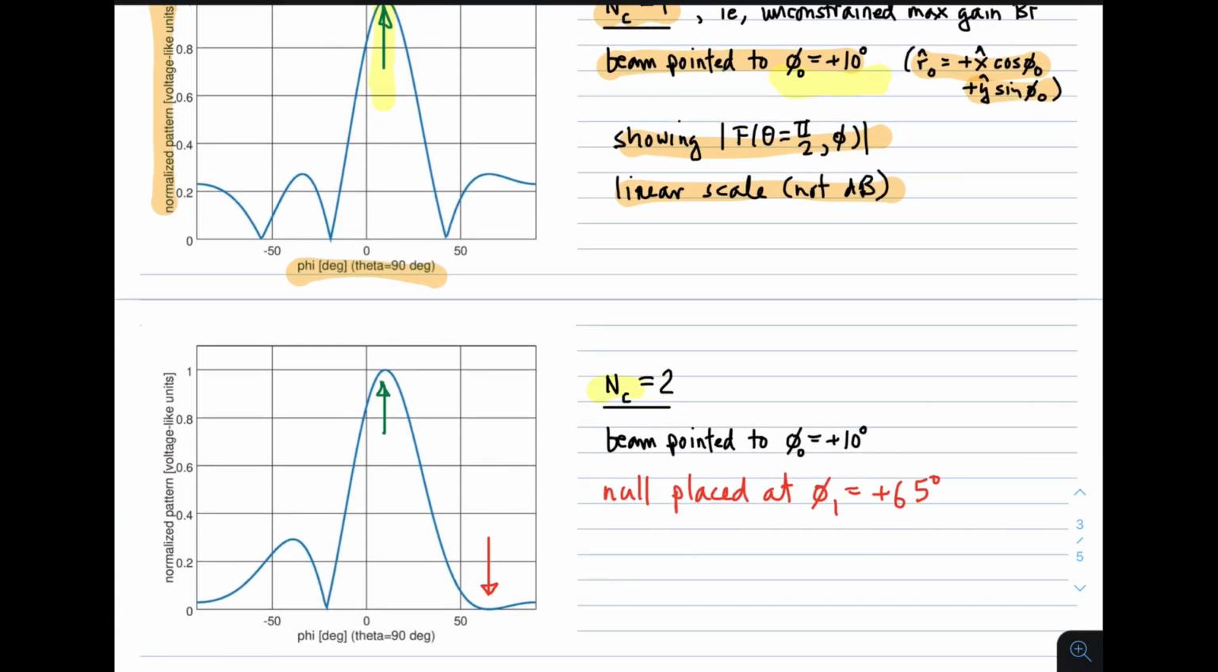If we increase the number of constraints to 2, namely by adding a null at plus 65 degrees, that's right here, keeping everything else the same, but now solving for the currents, well, that's an under-constrained problem. You use the expressions I showed you above, and you get this result, which once again has a maximum in the expected direction and has a null in the desired direction. So that all seems to be working.